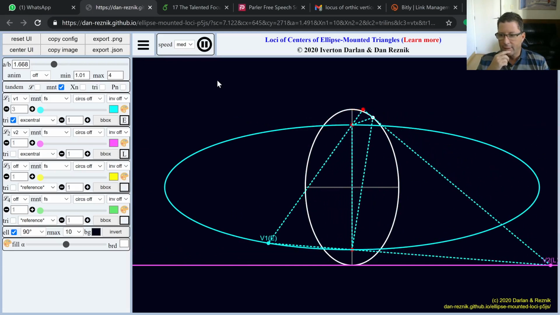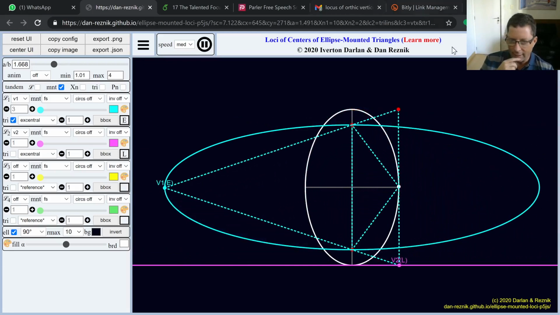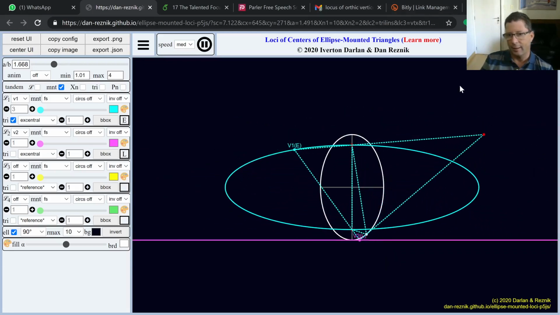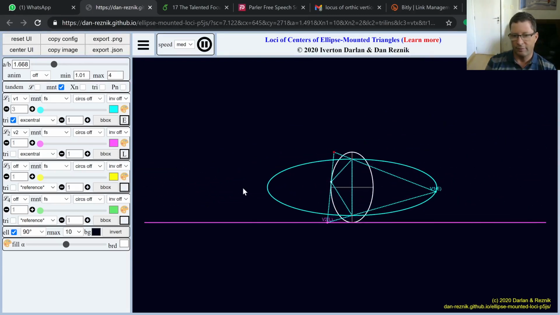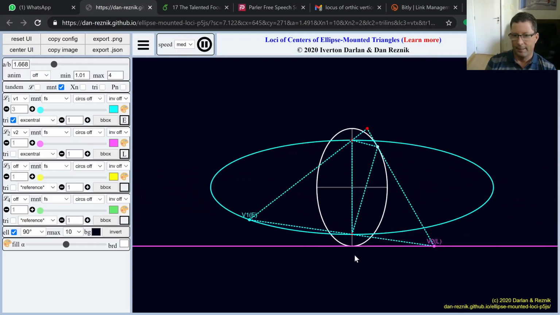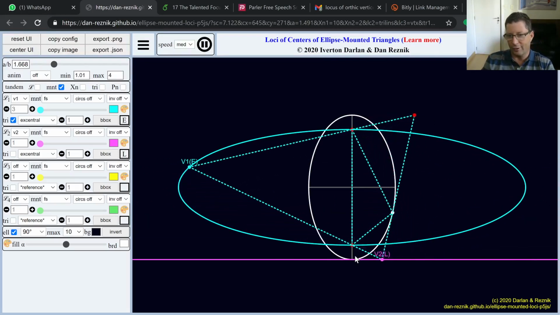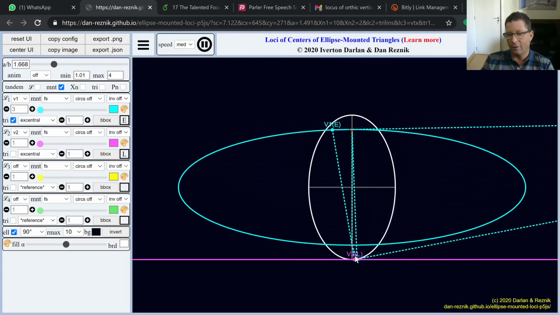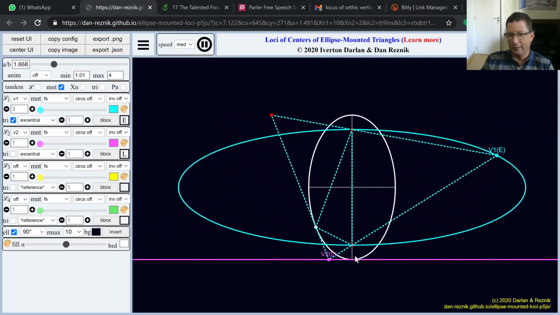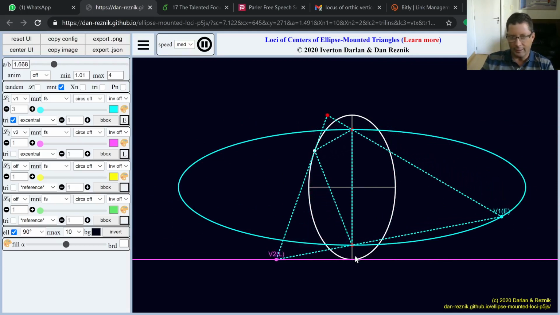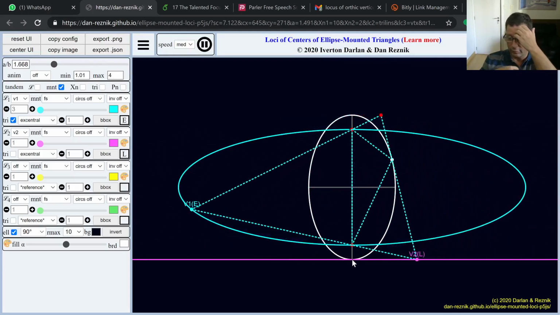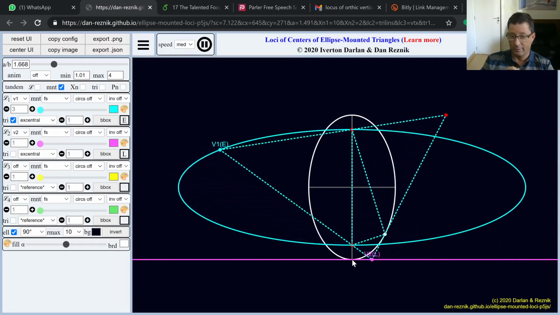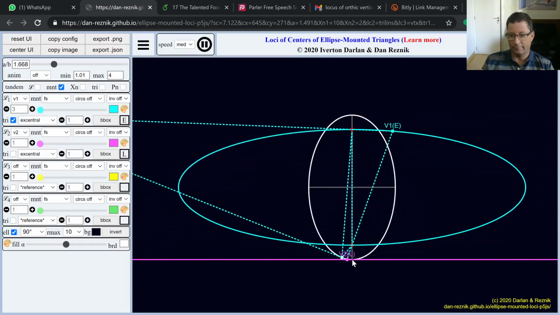So V2 is actually flowing through a straight line, and this is an infinite straight line. I can zoom out as much as I want, and V2 is going to go through infinity and come back on the other side. Okay? So the second vertex of the excentral family of these focus mounted triangles lies on a straight line that is tangent at one of the major vertices of the original ellipse, and it's just horizontal.